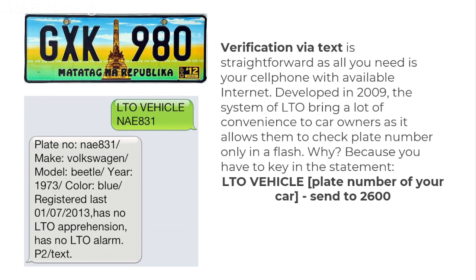So for example, what is shown is the make Volkswagen, the model Beetle, the year 1973, color blue, registered last. So all the information is provided. Of course, you will be charged 2 pesos. That's the wonderful thing, the beauty of codes and cryptography.